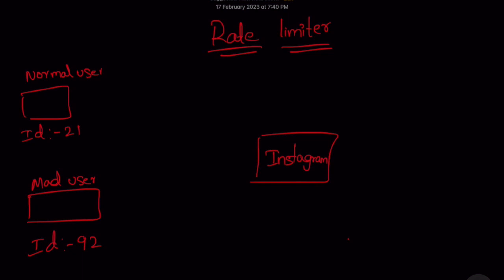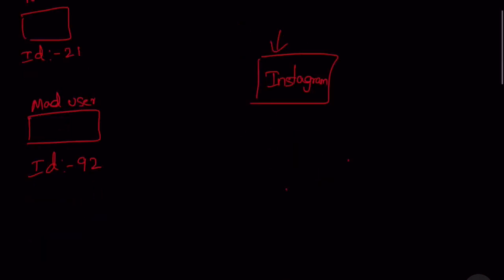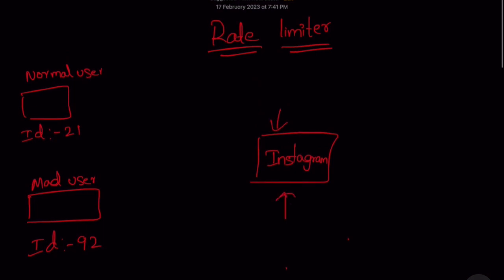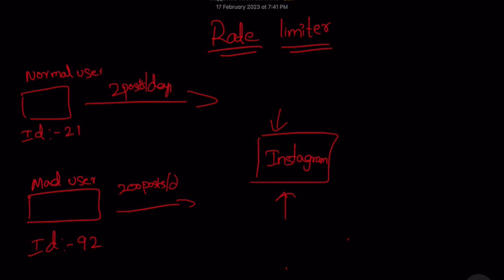To understand this deeper, let's take the example of Instagram. Assume there are two users. One is a normal user who usually posts only 2 posts per day. The other is a mad user who posts 200 posts per day. He's obsessed with Instagram.